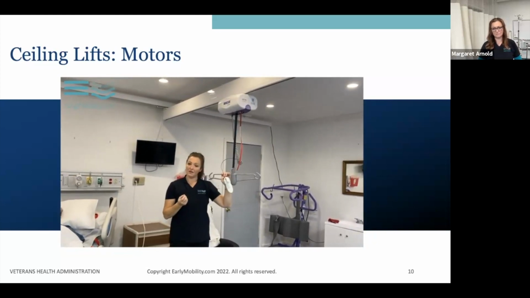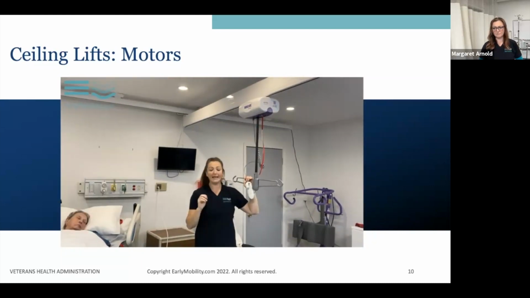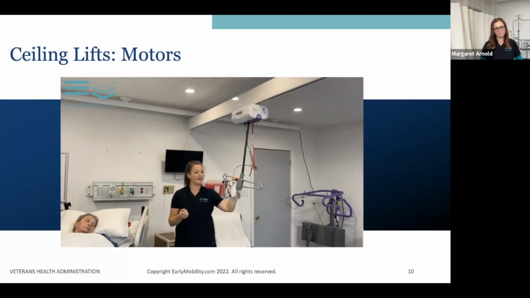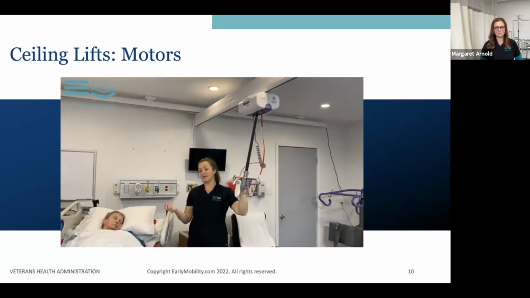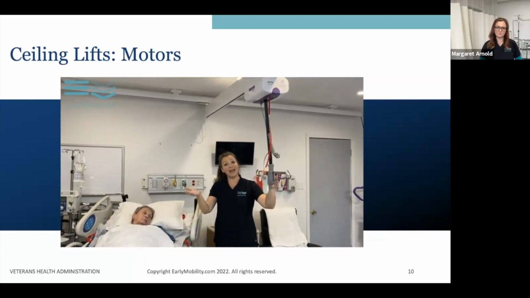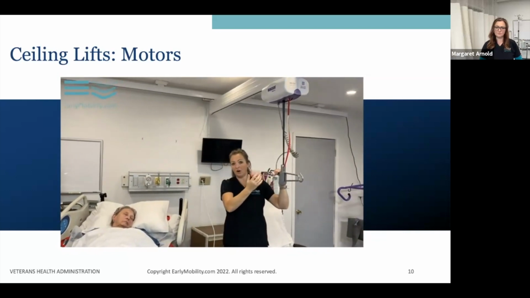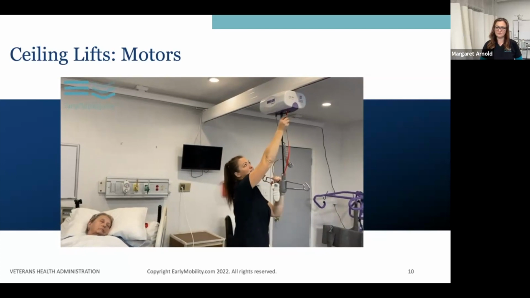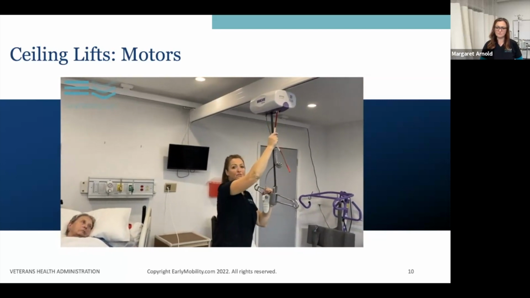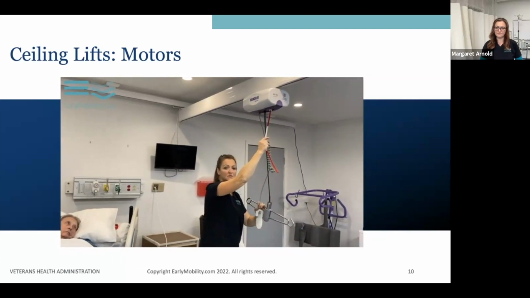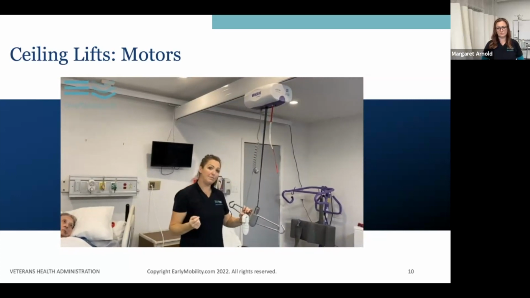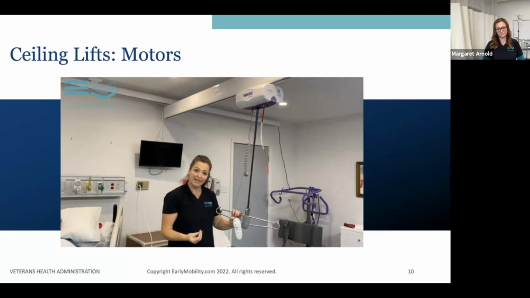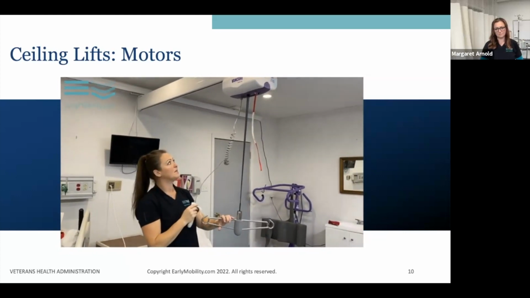Know what the emergency lowering is. Anytime you have a powered device, you want to make sure that you can override it. You don't ever want a scenario where you have a patient suspended and there's a failure of the motor of the lift. So for example, in this case, if I pull on the red cord, you'll hear a beep and the mechanism for holding the strap in will release and lower the patient.